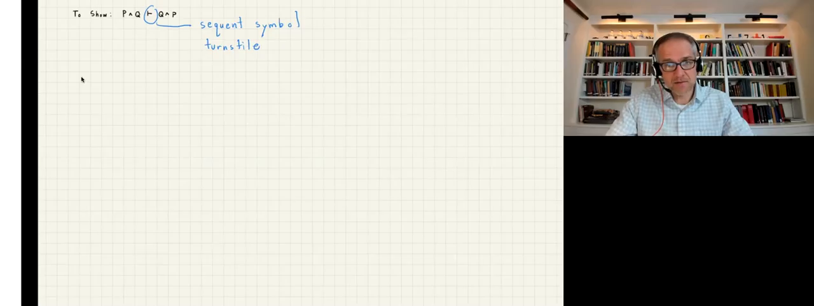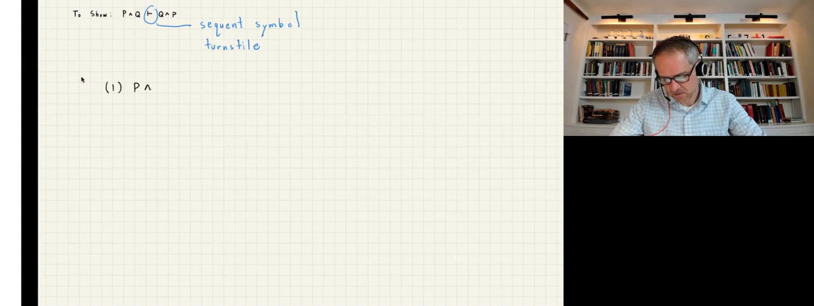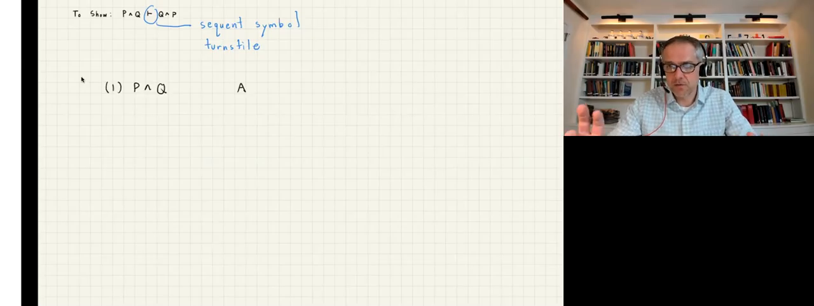In this case, it's pretty obvious what a good idea would be, because the premise that I need to begin with is P and Q. So I'll write that down, P and Q, and that's my assumption. That's justified by the rule of assumptions. That's my first line. Now, this proof won't require a lot of strategy and forward thinking. It's fairly easy to just crank through this one.